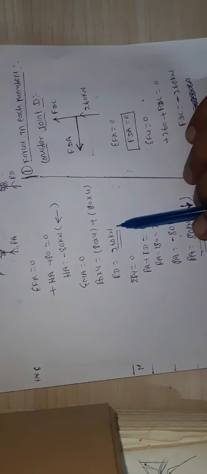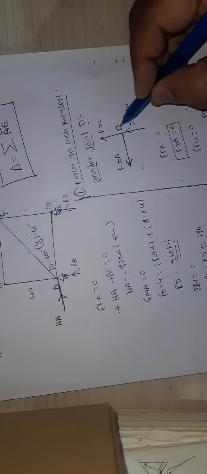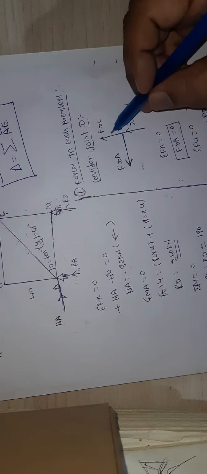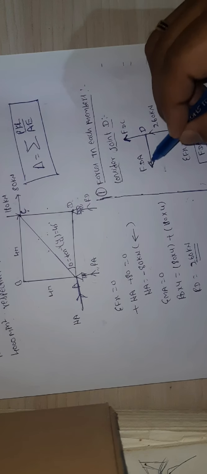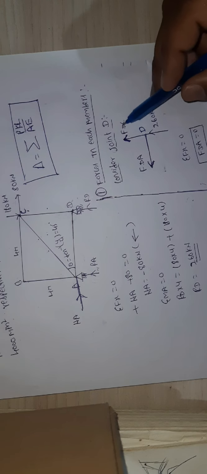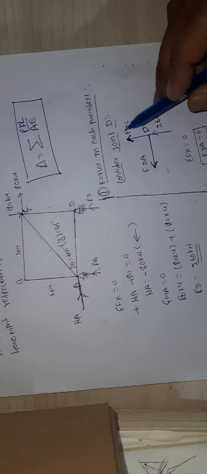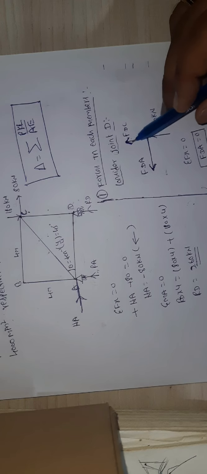RD I calculated is 260 kilonewtons. Now I consider joint D. I draw the free body diagram. Please remember another thing: whatever the unknown forces are in the method of joints, you need to assume that they are in tension. So that's why I showed the arrow mark in the upward direction, moving away from the reference point.